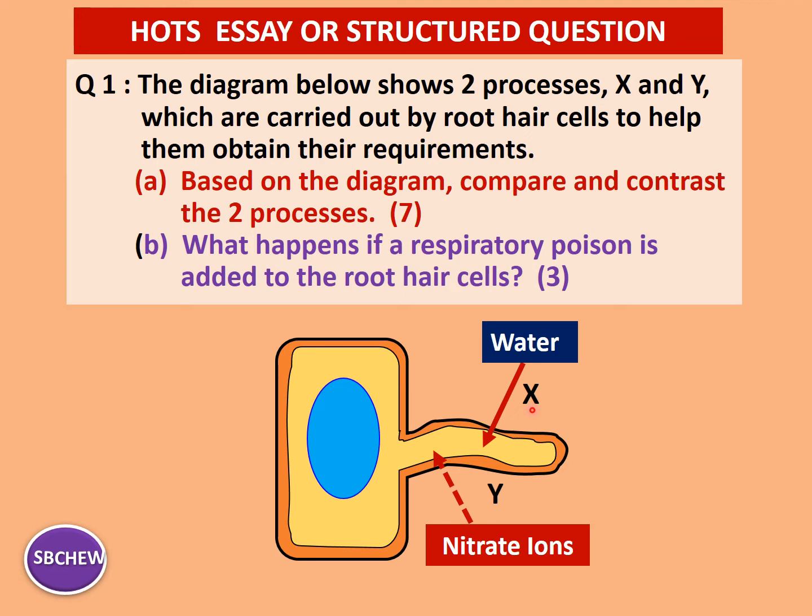Yes, it must be diffusion, because water is taken in by the plant by the process of diffusion of water, which is called osmosis, right? So X is osmosis. And for Y, nitrate ions are taken in by what process? Nitrate ions are a type of mineral ions, so it's taken in by active transport. All right, these two types of transport are different. For water, it's by osmosis, and for nitrate ions, it's by active transport.